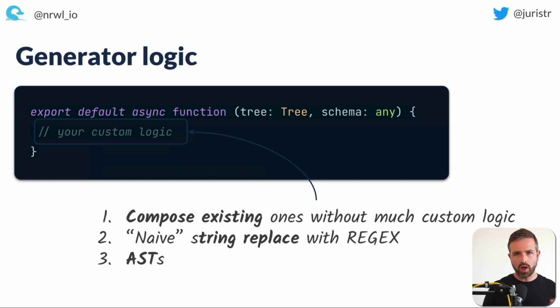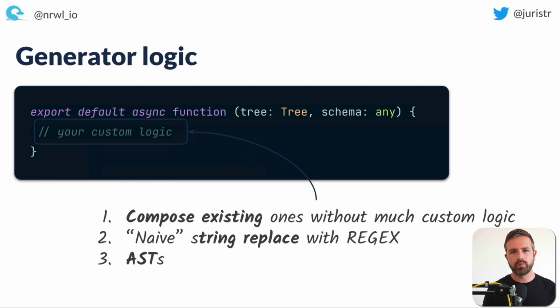Then in terms of your logic, how complicated you want to get really depends on your own use case. It could be very simple, in the sense that you just take a couple of existing generators and combine them in a useful way for you. For instance, if you always want to generate an application and a couple of libraries for each new application, you could just compose the application generator with some library generators, which would be pretty easy.